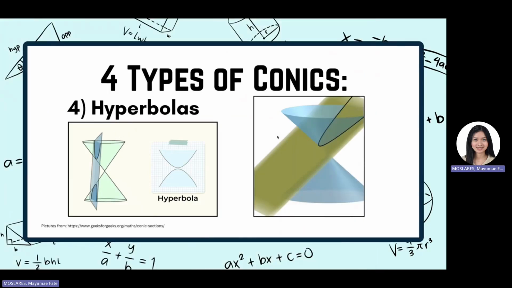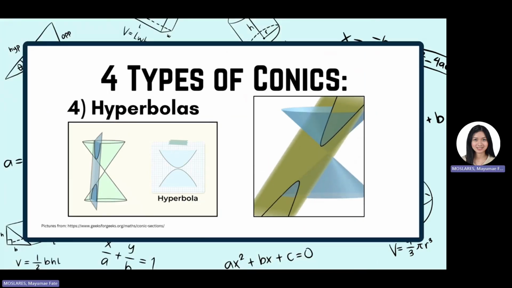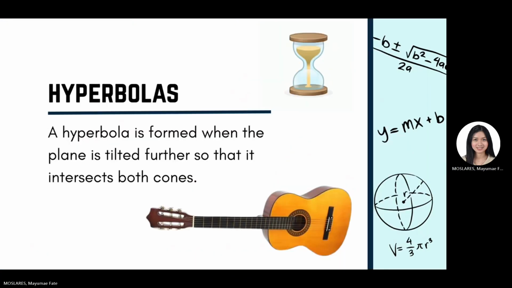Last but not the least are hyperbolas. A hyperbola is formed when the plane is tilted further so that it intersects both cones. It has two separate curves that mirror each other and often model paths of particles or waves. Here, the inward curve between the upper and lower bouts of the guitar and the curved sides near the narrow middle of an hourglass resemble hyperbolas.